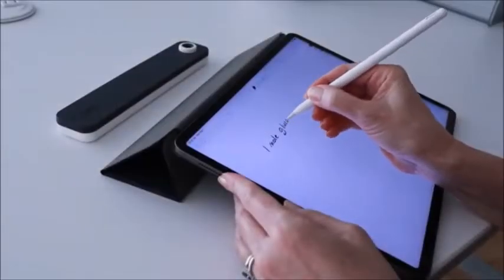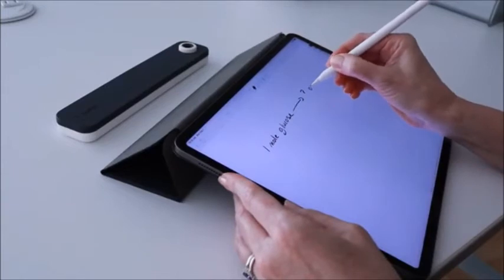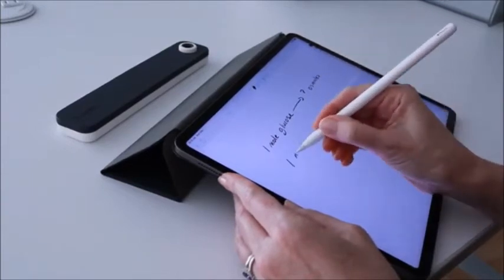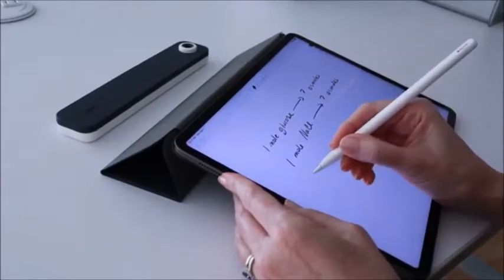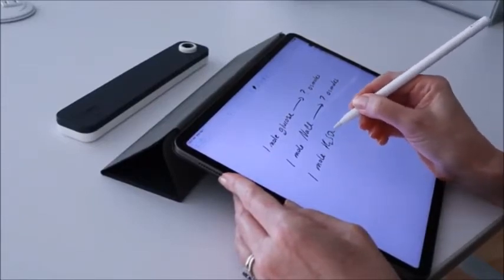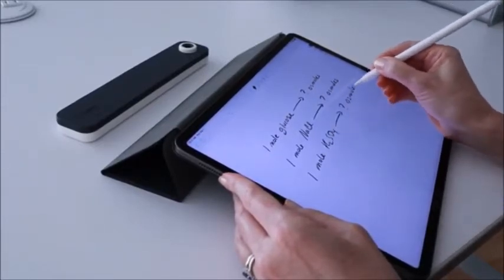I like to use handwriting to break up the video and also to illustrate things like chemical equations or mathematical problems, things like that. I think that watching someone write those things out is really, really effective.